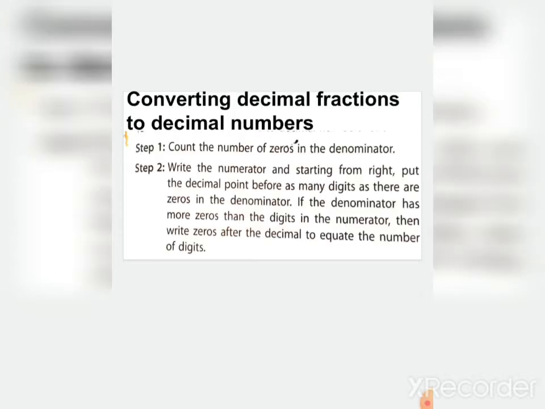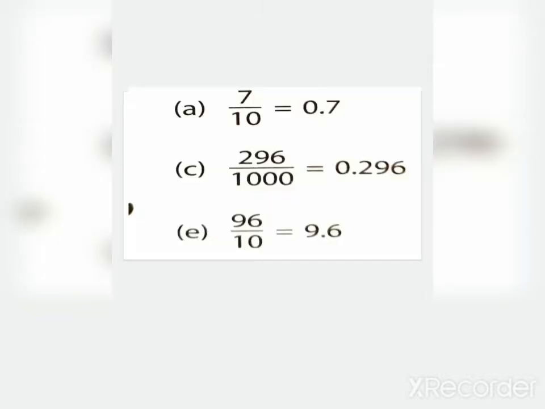Now today we have to start with converting decimal fractions to decimal numbers. A fraction will be given, and you have to convert that fraction into a decimal. For this, first of all you have to count the zeros in the denominator. As you can see in this case, 7 upon 10 is there, and in 7 upon 10 you have to check the denominator. In the denominator it is 10, so 7 by 10 it is.